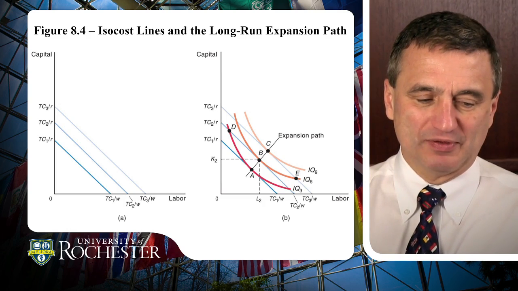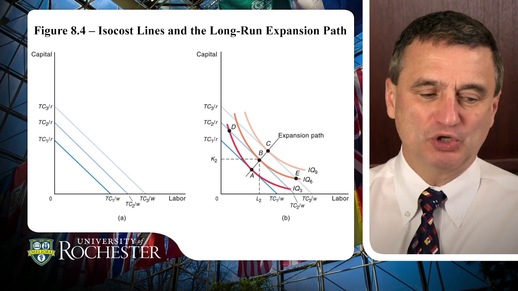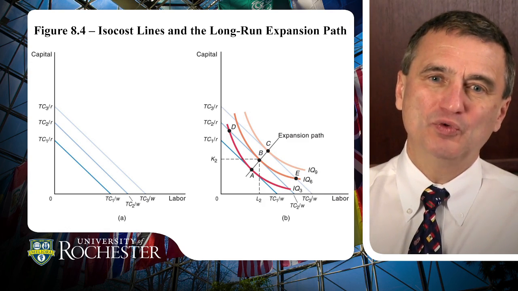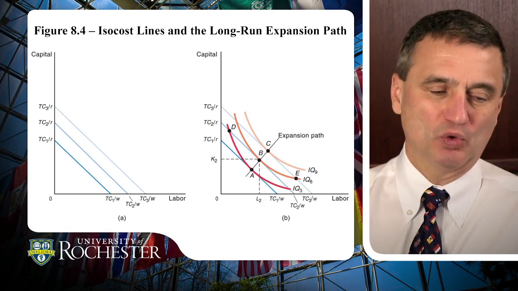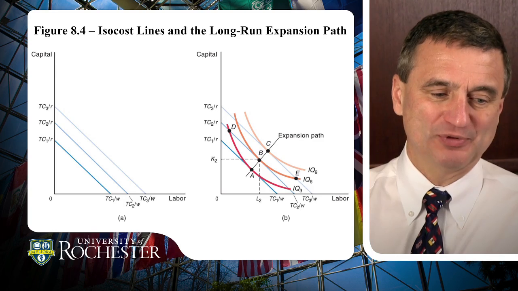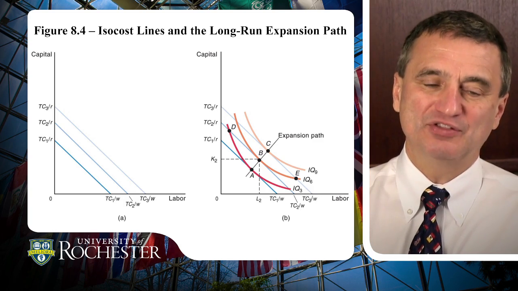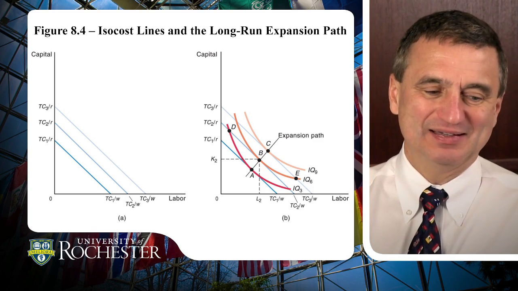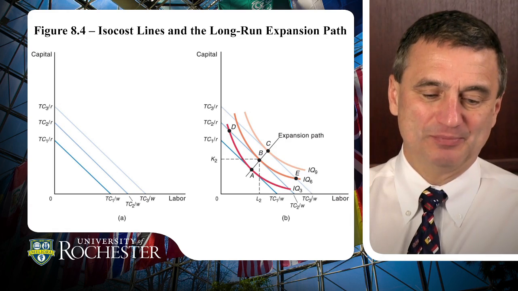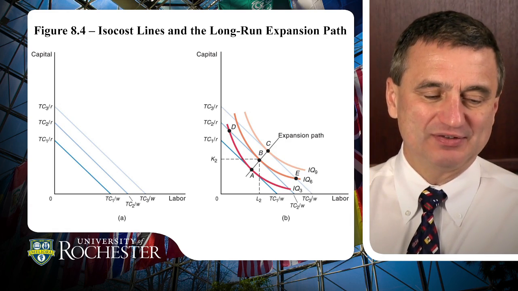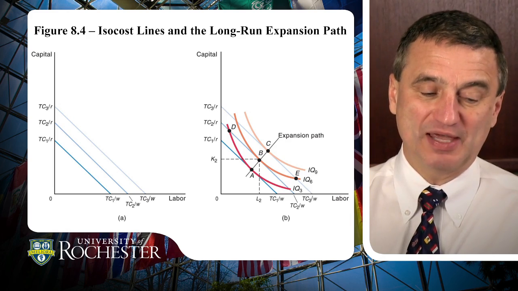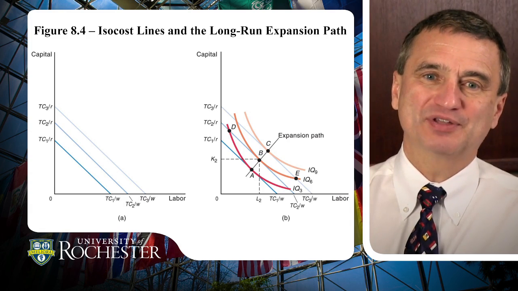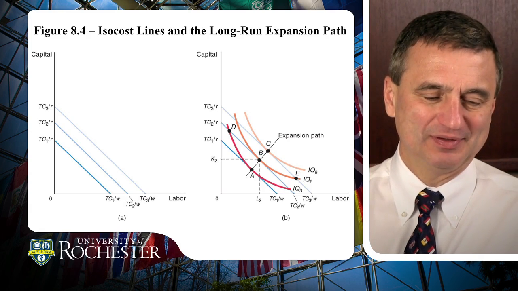Figure 8.4 in the leftmost panel shows a series of isocost lines. All the ways we can take a certain amount of total expenditure or total cost, represented by TC, and spend it across two inputs. It's a very simplified scenario. The inputs being capital and labor. And what we represent as being the cost of labor per unit is W, or the wage rate, and R for the price of capital, the rental rate of capital.